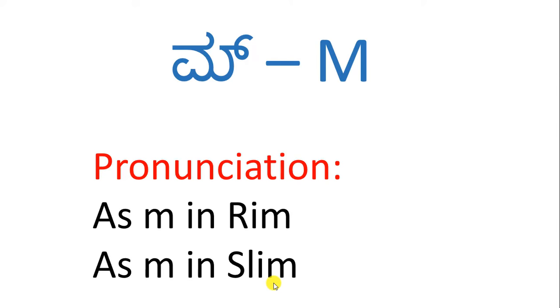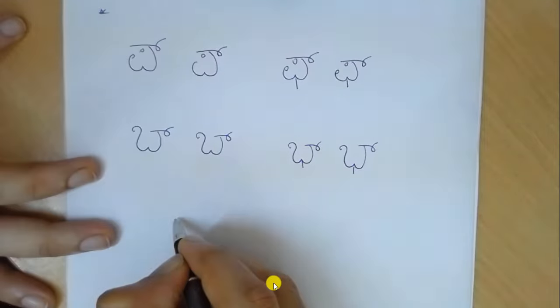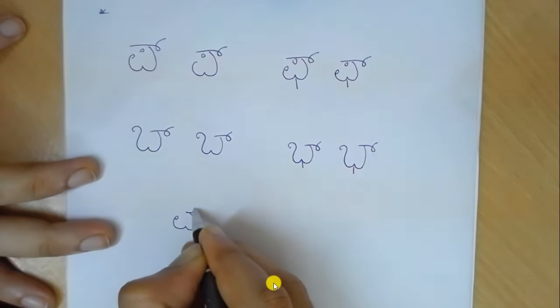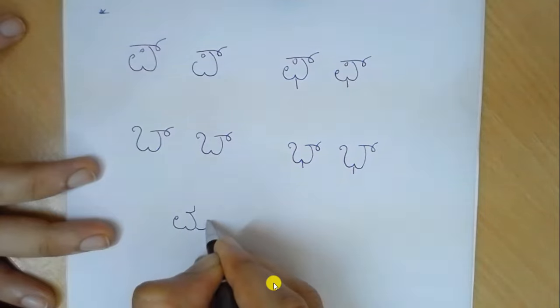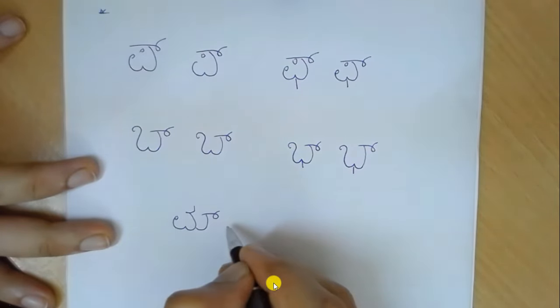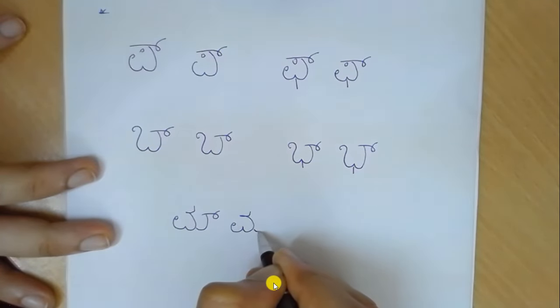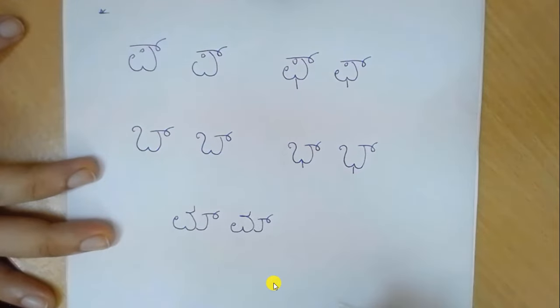Now let us see how to write this root consonant. We write it like this. M. Once again, and this is how we write it. M.